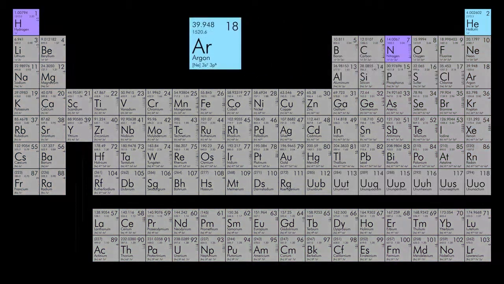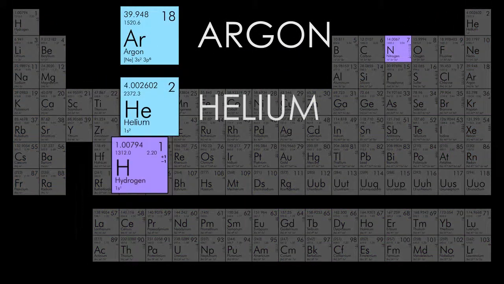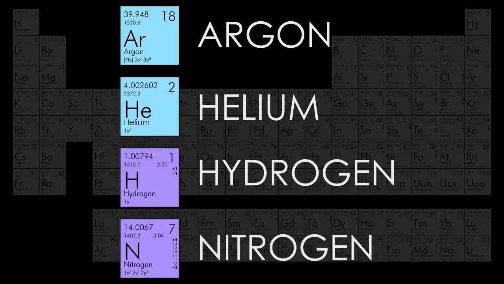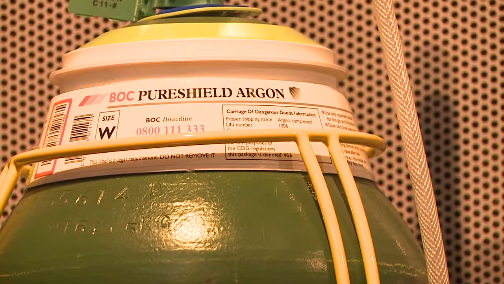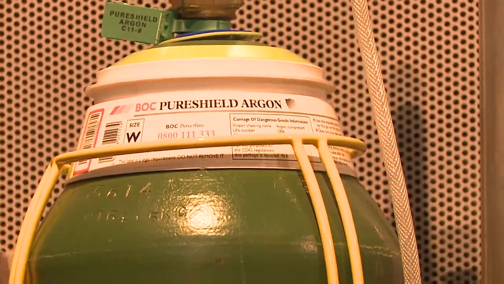The most common gases are argon and helium. You can use mixes of argon and helium together, or you can add other gases such as hydrogen and nitrogen to the mix, dependent on the process you're using. The most common gas in use is argon. It's the cheapest inert gas.